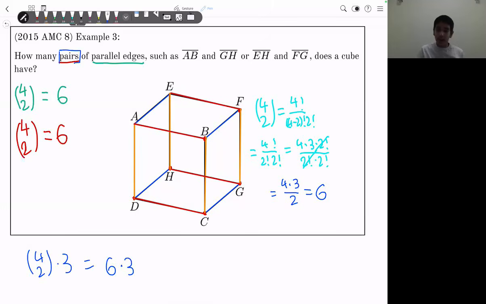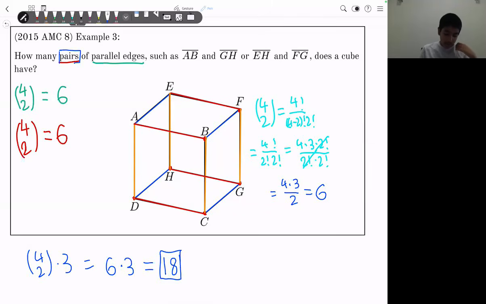Make sure pair just means 2. So it's just going to be 4 choose 2 times 3, which is 6 times 3. It gives us an answer of 18 for this problem. And this, in fact, at first, you might think of it as a geometry problem. But really, it's just a counting problem because you're trying to find the number of pairs of edges.